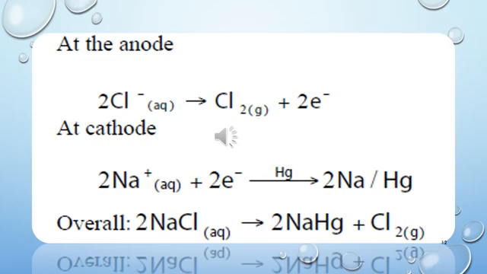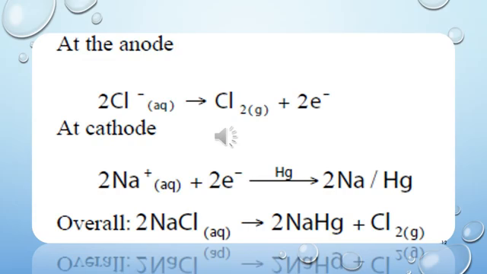At the cathode, as you know, sodium has a positive charge and the cathode has a negative charge, so the sodium ion will move toward the cathode, and at the cathode it will accept electrons, reduce and convert into sodium mercury amalgam, because the sodium will dissolve into the flowing mercury, which is acting as a cathode.